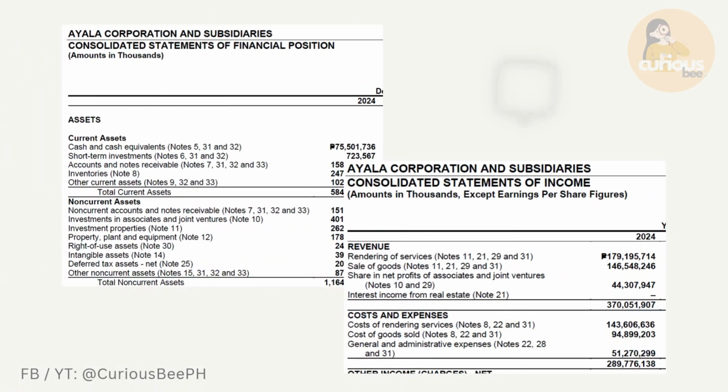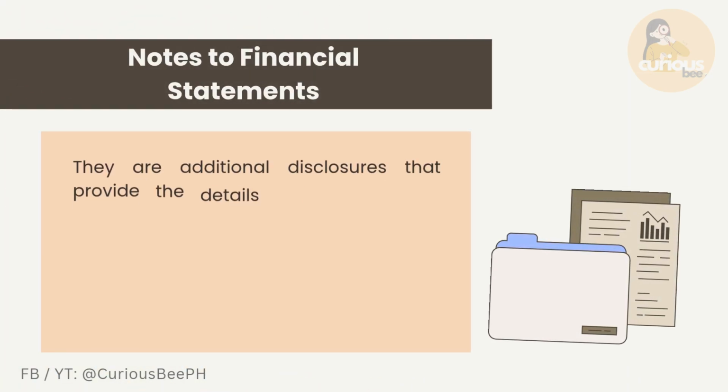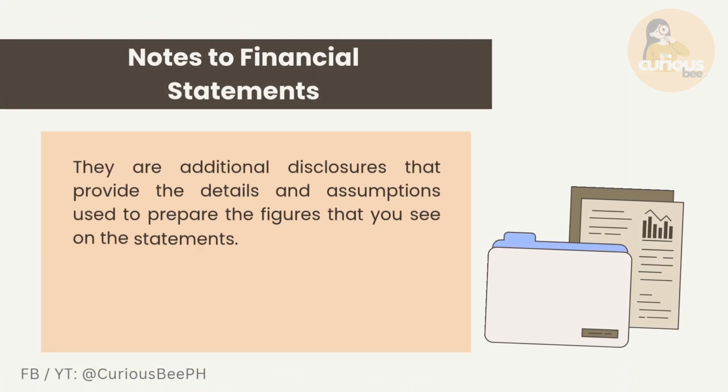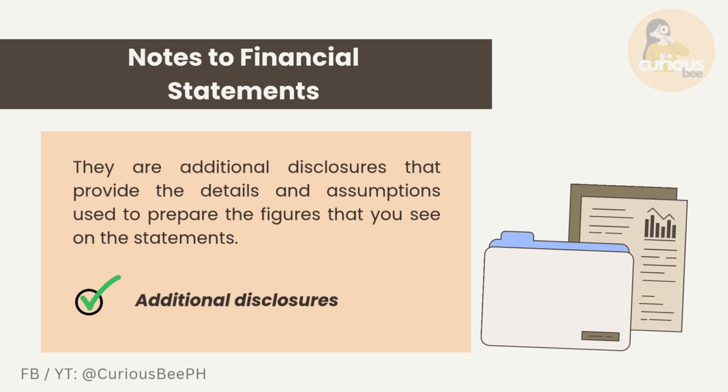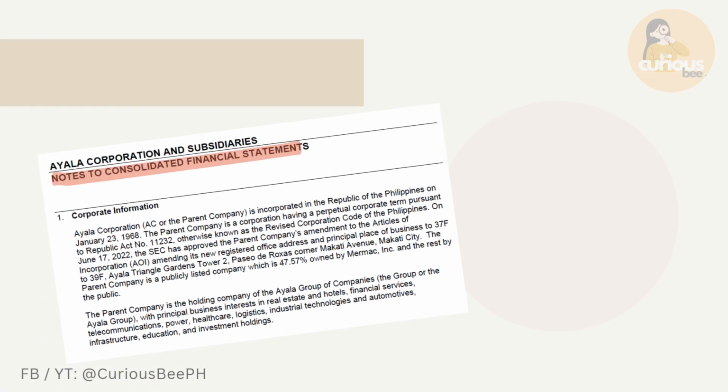Have you ever noticed the number references on the balance sheet or income statement? These are references to the notes to financial statements. Notes are additional disclosures that provide the details and assumptions used to prepare the figures that you see on the statements. Here are some examples of information you will find in the notes.